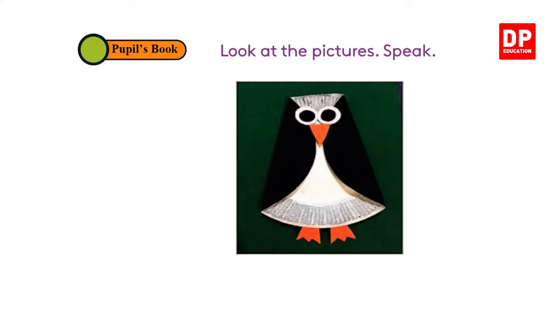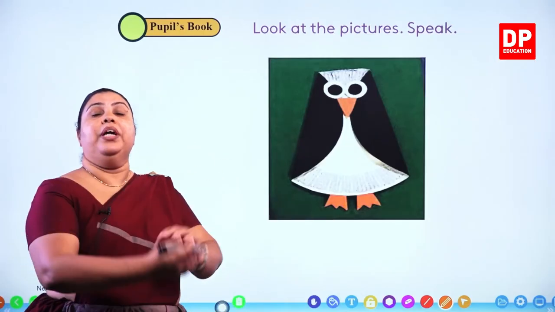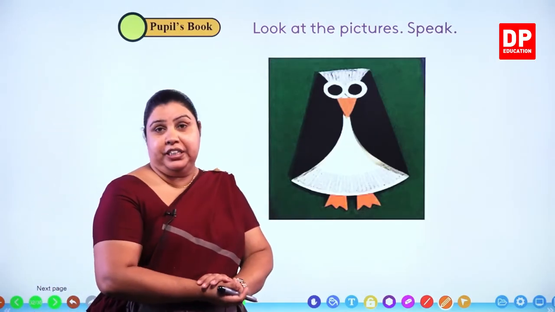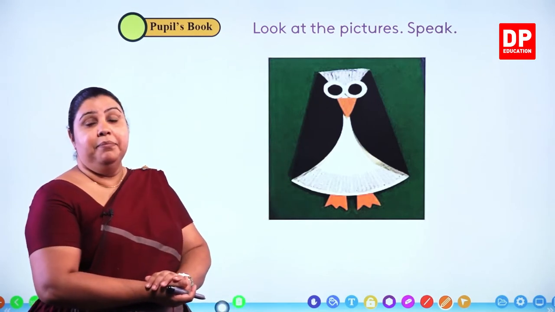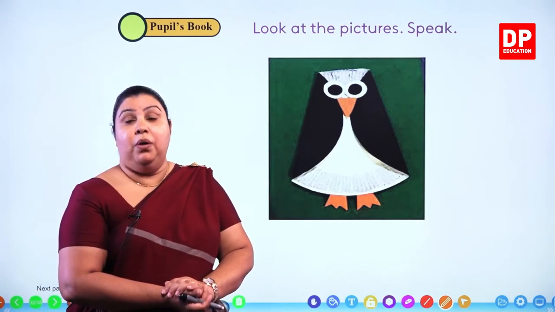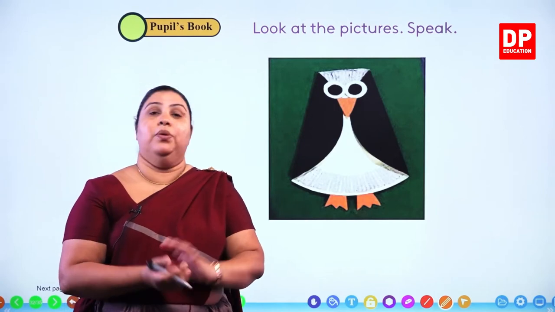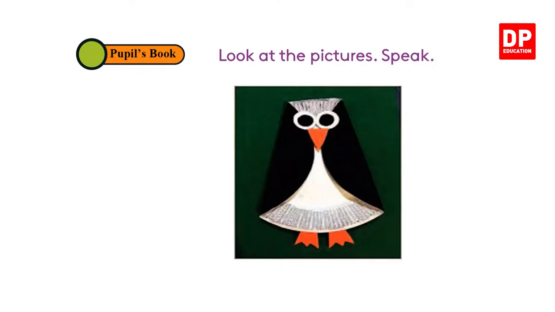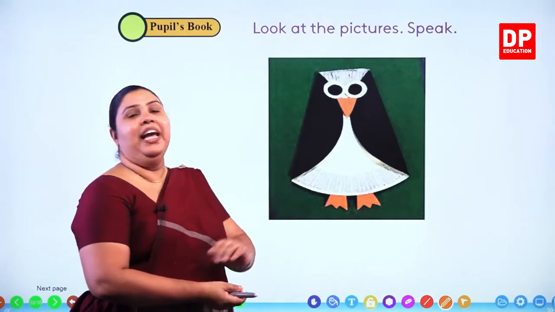Then the next one, look at the picture and speak. Now you can speak. They have given you two pictures and this is one of them, and you can speak about them looking at their shapes. So let's speak about this picture, about this animal like this. Now, who do we have here?